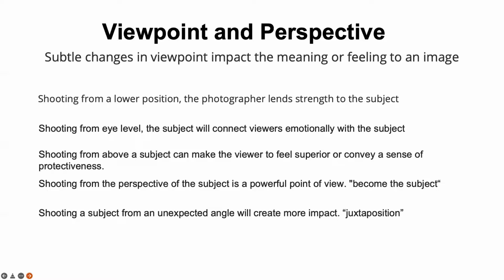Viewpoint and perspective. So real quickly, subtle changes in viewpoint change the way the subject looks in the image. So if you look up at somebody, that gives them power, gives them strength. You notice a lot of world leaders and politicians always like to be photographed from below, looking up. When you shoot at eye level, it gives a good connection to the person.